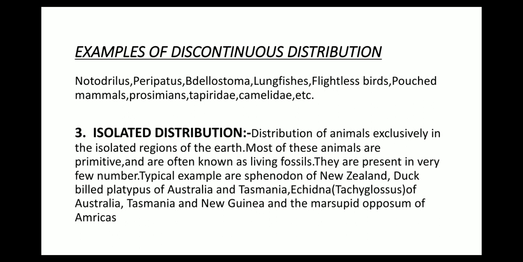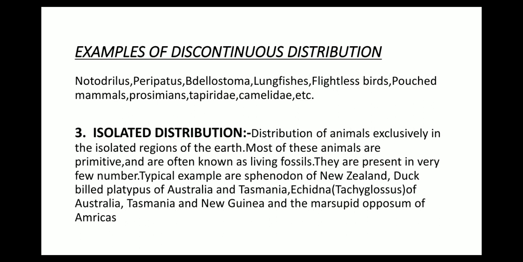Third one, isolated distribution. As the term suggests, isolated distribution refers to the distribution of animals exclusively in isolated regions of the earth. Such isolated animals are confined to certain areas only and are not found anywhere else. Most of these animals are primitive and are often known as living fossils. The reason for their survival could be the absence of competition and predators in their areas of distribution. They are present in very few numbers.